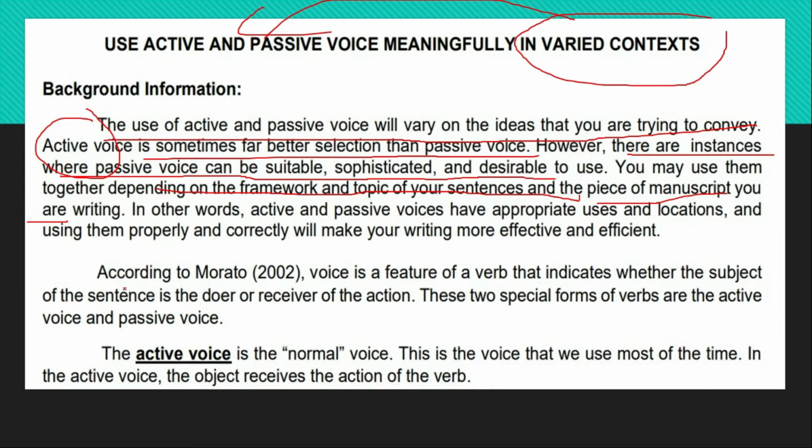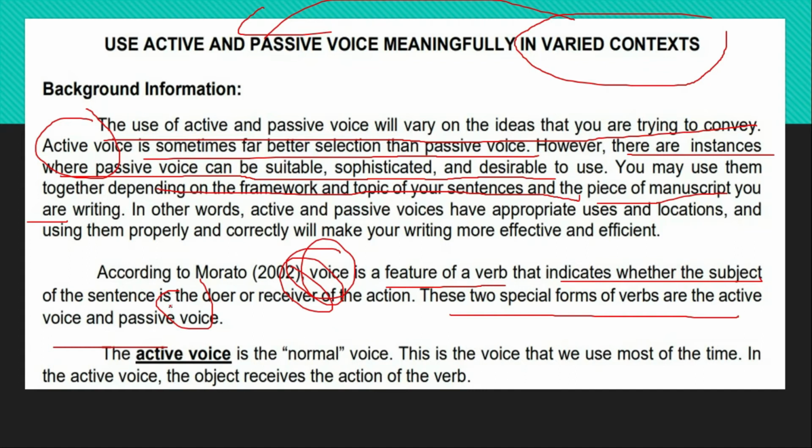Now, according to Morato 2002, when we say voice, isn't it tense talks about time? Now, voice is a feature of a verb, wherein it indicates whether the subject of the sentence is the doer or the receiver of the action. So I repeat, voice is a feature of the verb which helps us identify whether the subject is the doer or the receiver of the action. These two special forms of verbs are active voice and passive voice respectively.